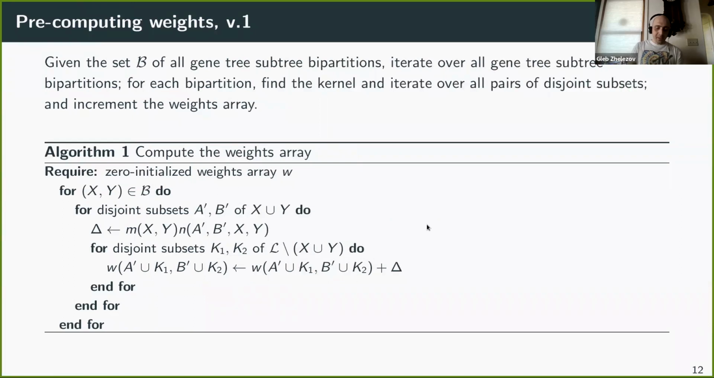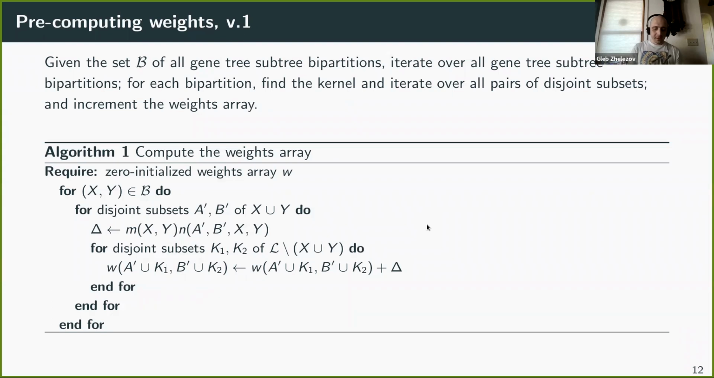And if you wanted to implement it on a computer, it would look something like this. You have the set curly B of all gene trees' subtree bipartitions. You iterate over all the gene tree subtree bipartitions, and for each bipartition, you find the kernel and iterate over all pairs of disjoint subsets, and you increment the weights along the way. It's kind of a mouthful, so I thought I'd include some algorithms to make it clear.